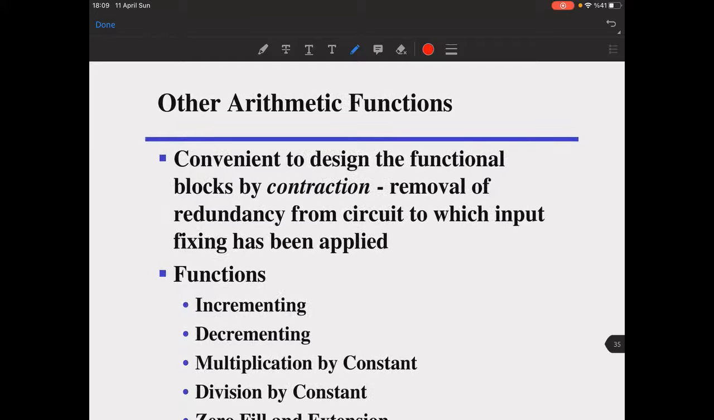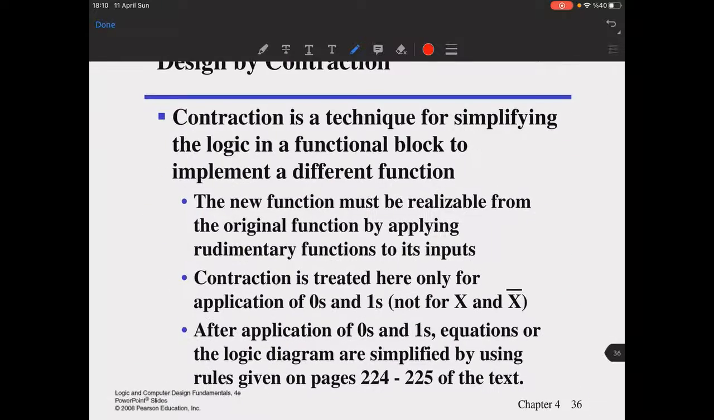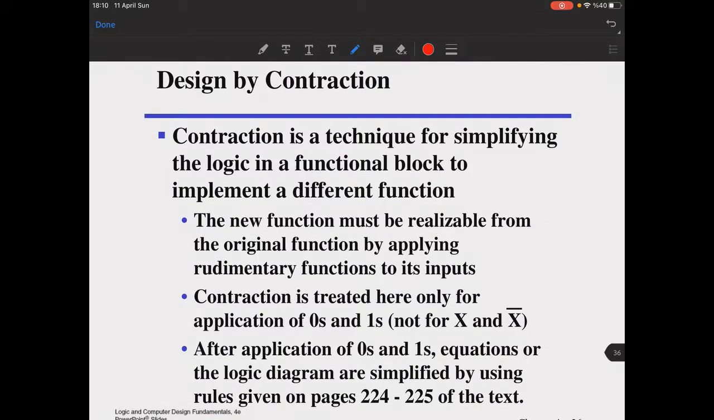So there are also other arithmetic functions which make our designs convenient, based on functional blocks. This is called contraction. We remove the redundant circuitry from our final circuit, so there are some input fixes here. The most popular ones are incrementers, decrementers, multiplication by a constant, division by a constant, zero fill, and extension. You can use circuitry for this. Design by contraction is a technique for simplifying the logic in a functional block to implement a different function.